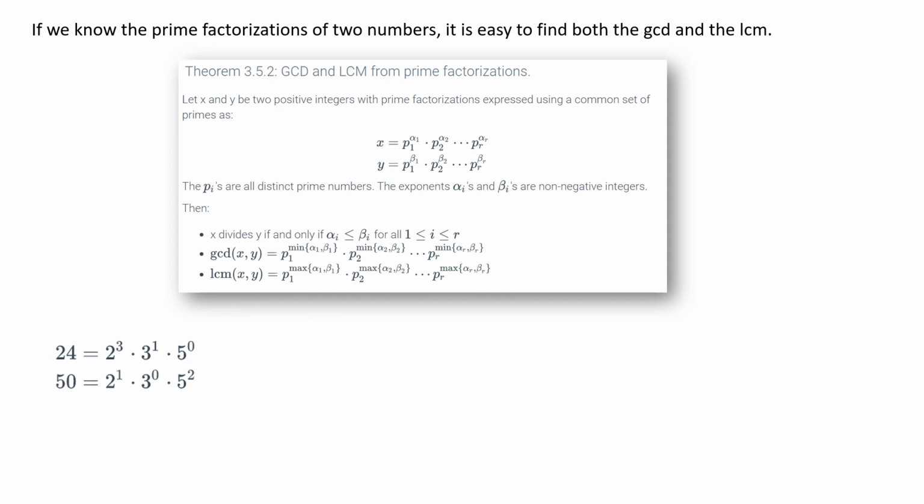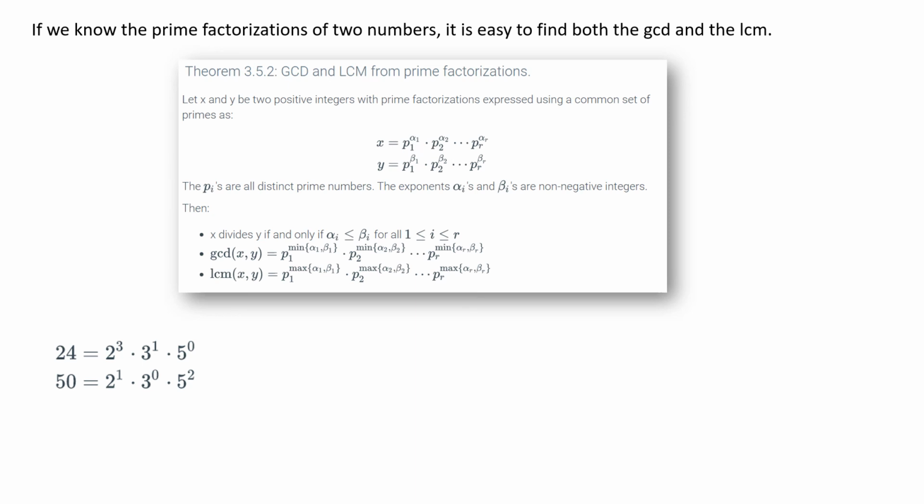So why do I have this 5 to the 0th there? Well, forget about that just for a minute, okay? Normally you would not have that 5 to the 0 there. So you would just have 2 to the third times 3 to the 1. Then do the same thing for 50. For 50, you would have 2 to the 1 times 5 squared, because that's what the prime factorization would be.